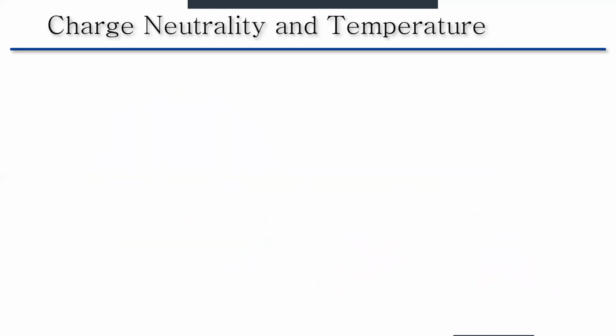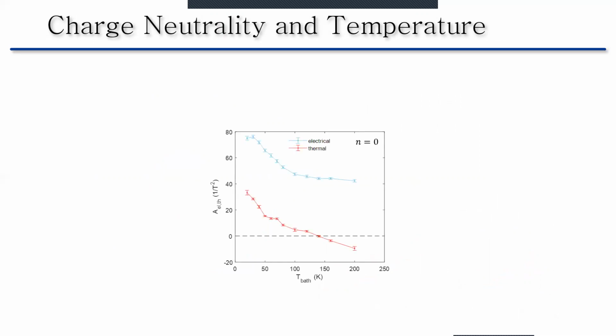So let's now sit at charge neutrality and vary the temperature and see what that looks like, since that's one of the interesting places to look. Here's zero density or close to zero density. We vary the temperature, and these are the electrical and thermal curvatures from one of those Corbino devices.